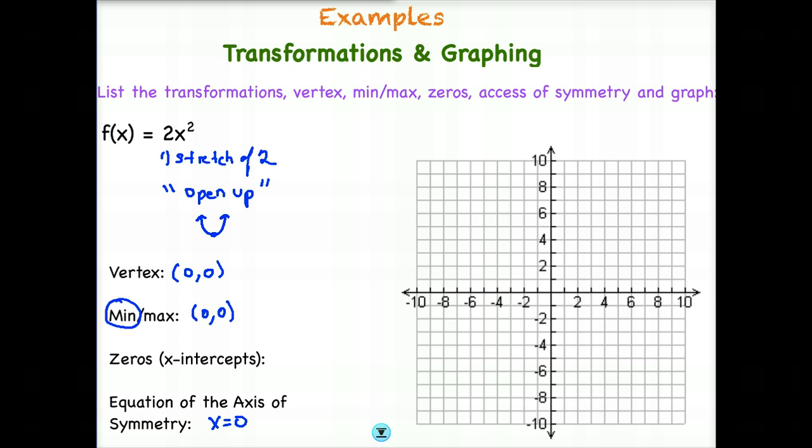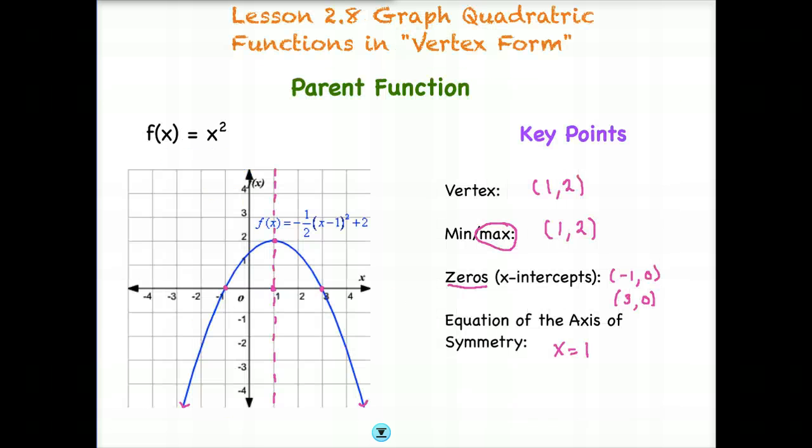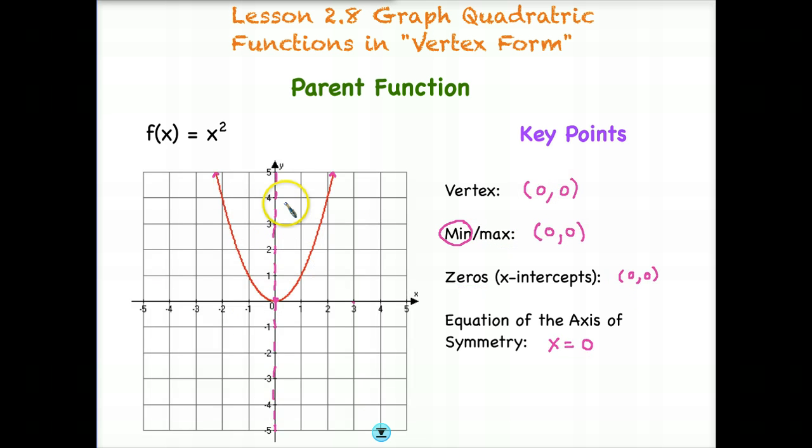And if I go back to our previous example, the equation of the axis of symmetry was x equals 1. Notice that 1 is the x value of our vertex, so that makes sense. Same thing with our parent function. It was x equals 0, and 0 is the x coordinate of the vertex.